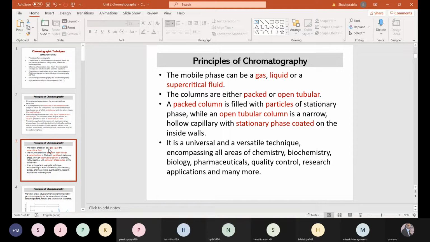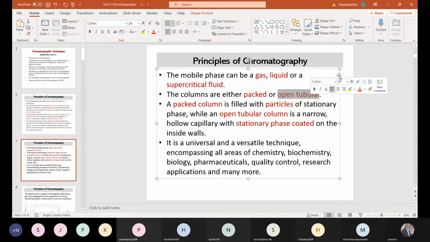The columns I just spoke about are either packed columns. Packed columns means these small stationary phase particles are packed inside the column of a particular dimension, and those are known as packed columns. And then there are others which are known as open tubular columns, which are also known as capillary columns.